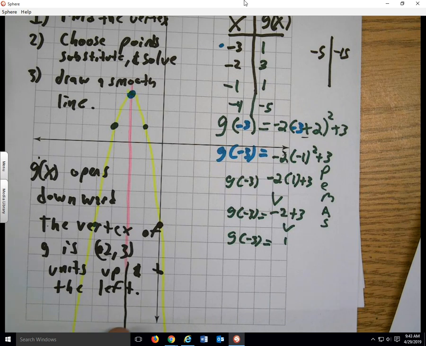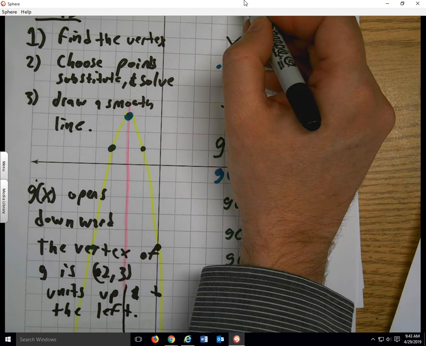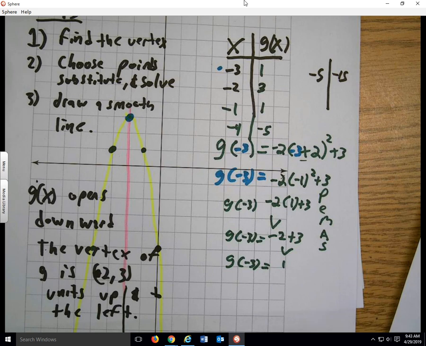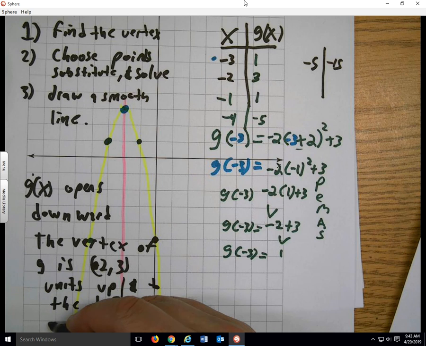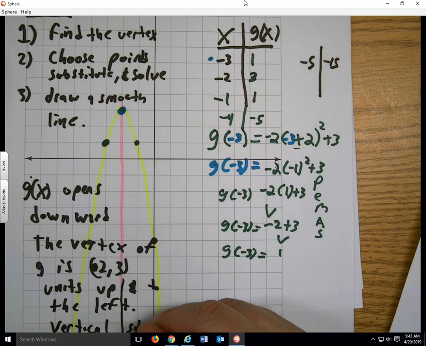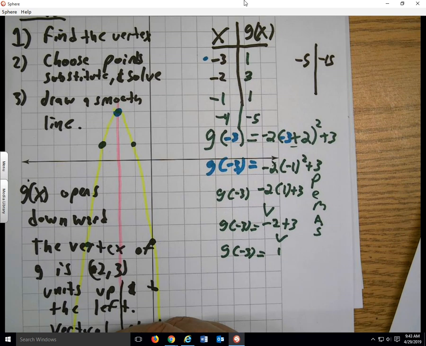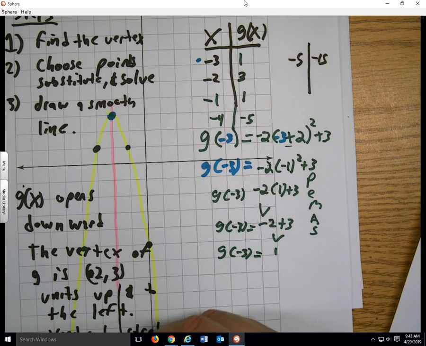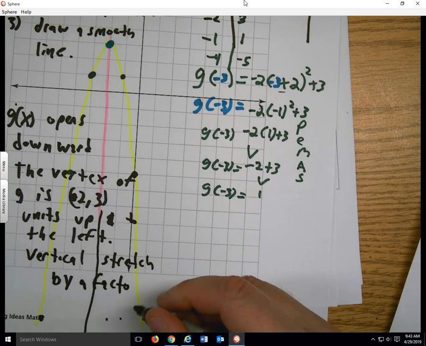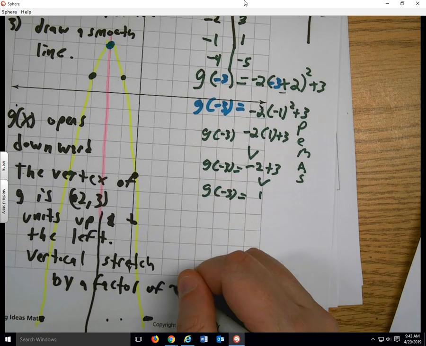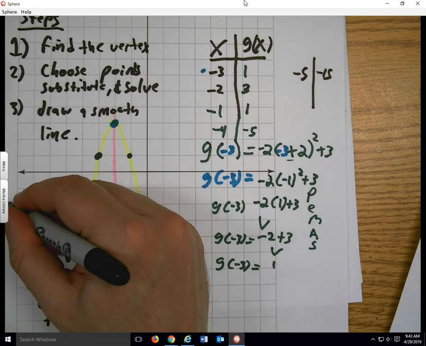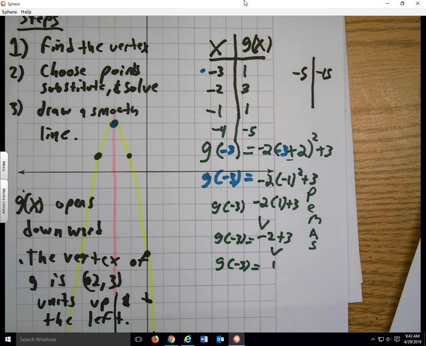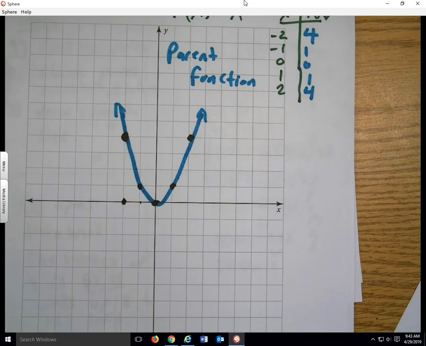And then you can see by looking at the question, there's a vertical stretch by a factor of 2, and then it's a reflection because it's negative. So it's a vertical stretch by a factor of 2. So there are some ways you can compare it to this parent function that we compare everything to.